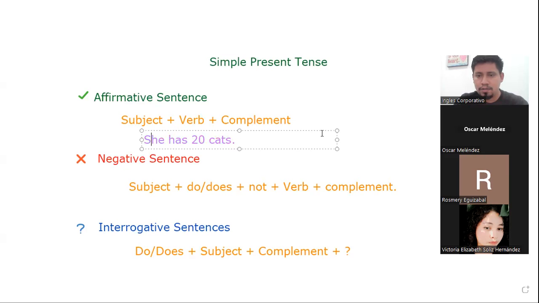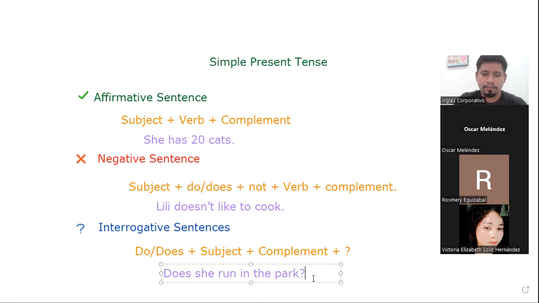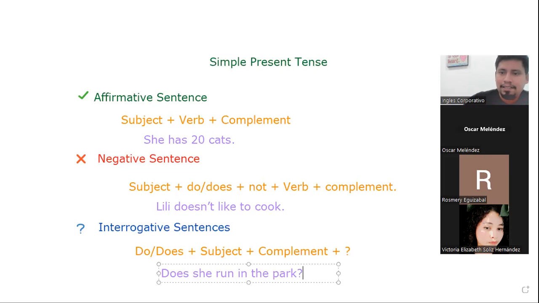Lily doesn't like to cook. We're going to take this one too. Okay. And the last one, I need, oh, Alicia, I'm going to take your example. Does she run in the park? Good. Okay, perfect. Thank you so much for sharing those examples there.